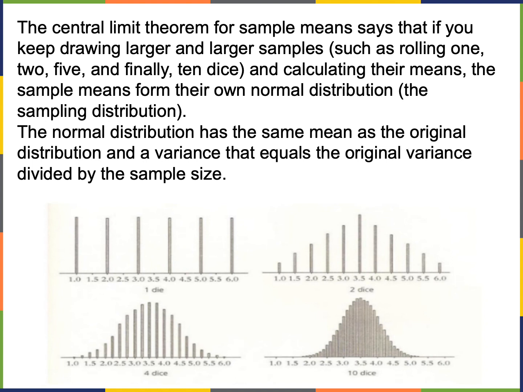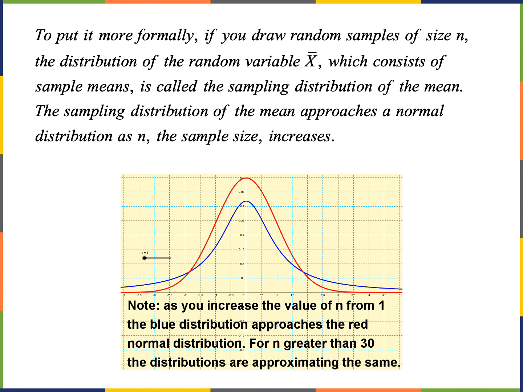Let's say we take one die. Here are the chances of getting 1, 2, 3, 6. If you roll with a sample size of 2, you could get this many. With 4, you get this many. And with 10, look how it approximates a normal distribution. So if you draw random samples of size n, the data values are now the means of each sample, and the sampling distribution approaches a normal distribution.